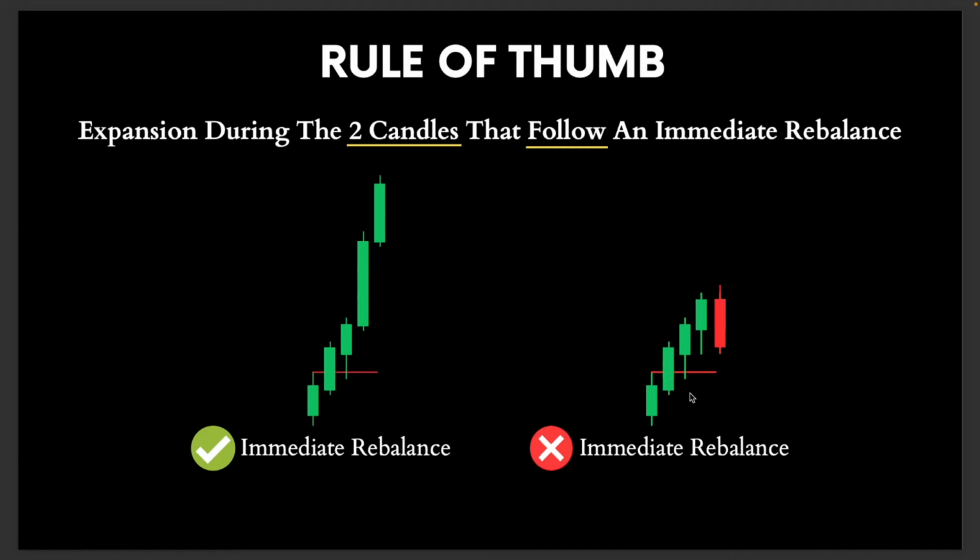On the right, we can see a failed immediate rebalance. We get that immediate rebalance here. And then on the next 2 candles, we would want to see that expansion. But in this example, we don't. We see price start to slow down, start to retrace. Okay, and we can use both a successful immediate rebalance and a failed immediate rebalance to our advantage.